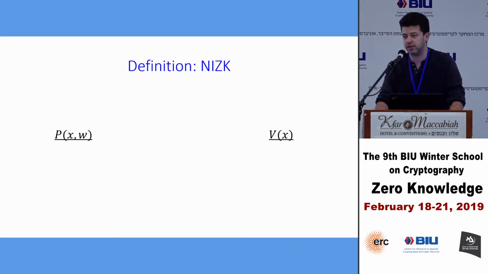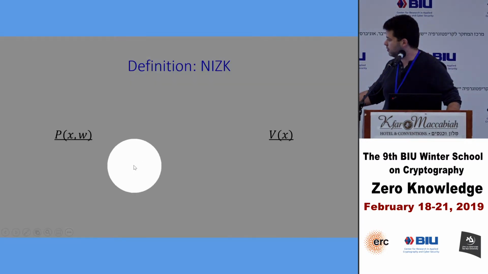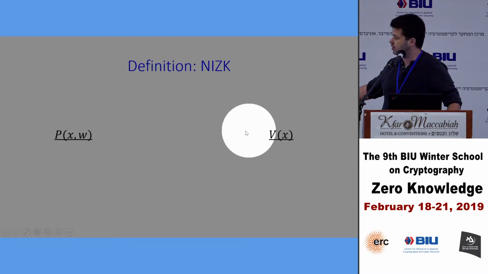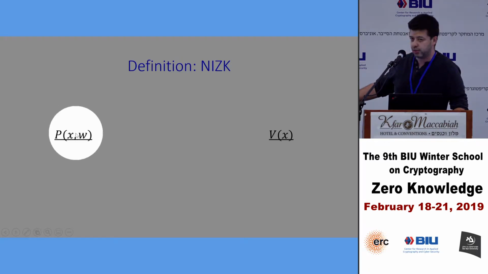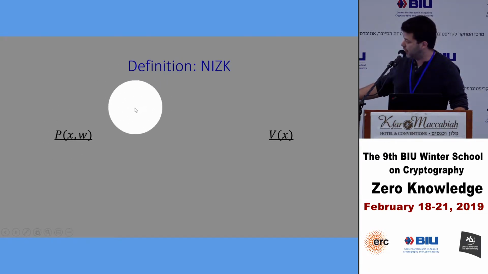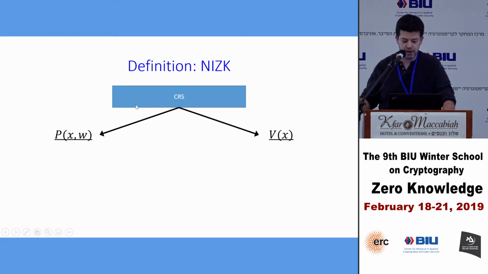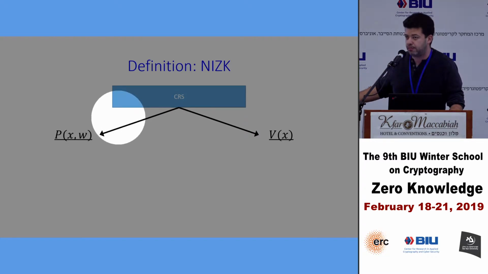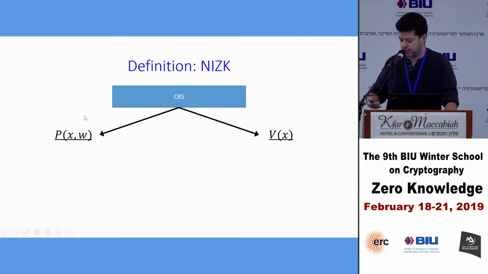So as usual in zero knowledge or in interactive proofs, we have a verifier who's given an input X. We have a prover who's also given the input X as well as a witness. We have some underlying NP language that we're talking about. And in addition, the twist is that both the verifier and the prover are given access to this CRS, which comes from some distribution.